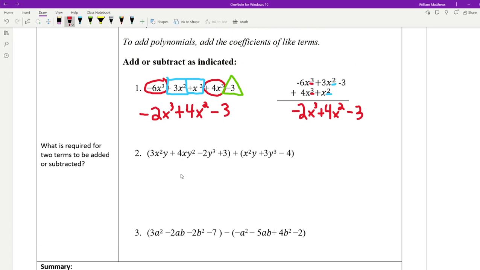Now another part that we need to make sure that we pay attention to is parentheses. We would have to distribute to get rid of parentheses first, and to make sure that all the variables and powers match up when we try to combine like terms.